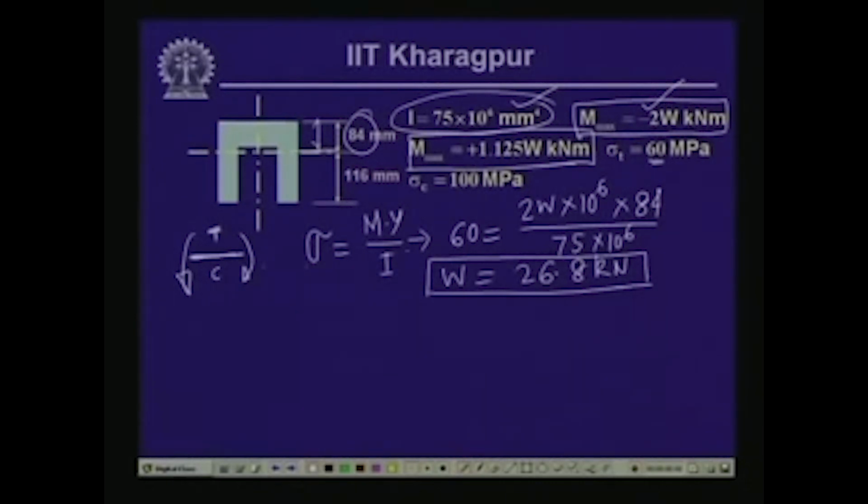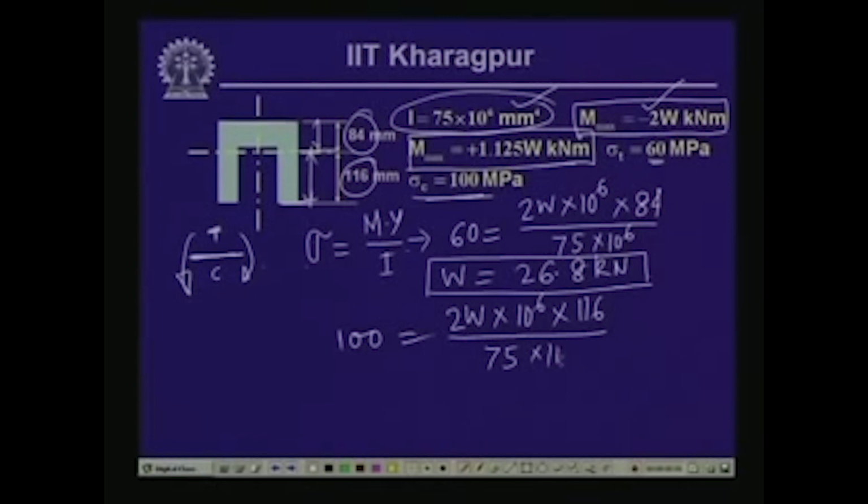Now, what is the value of the compressive stress correspondingly? The allowable compressive stress is 100 MPa. So, 100 corresponding to this moment is equal to twice W into 10 to the power 6 into 116, which is the extreme bottom fiber distance from the neutral axis, divided by I, which is 75 into 10 to the power 6. Now, from this if you compute the value of W, W comes as 32.33 kilonewton.